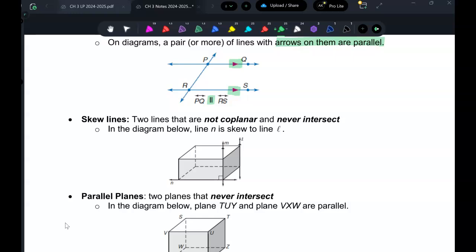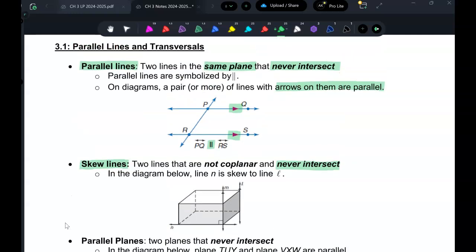Okay, skew lines also never intersect, but the difference between parallel and skew is that skew lines are not coplanar. They do not lie in the same plane. We talked about that line going up and down in the back of the classroom, and either one of these lines, those would be skew. Is there a plane that would contain both of those lines? No.